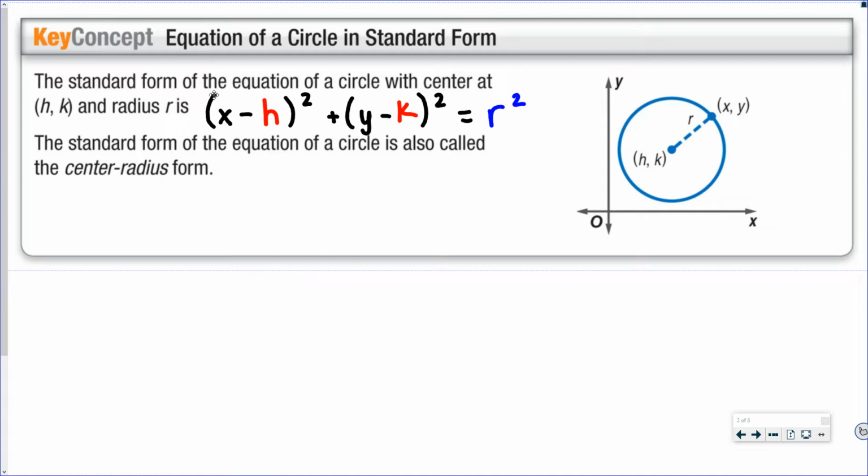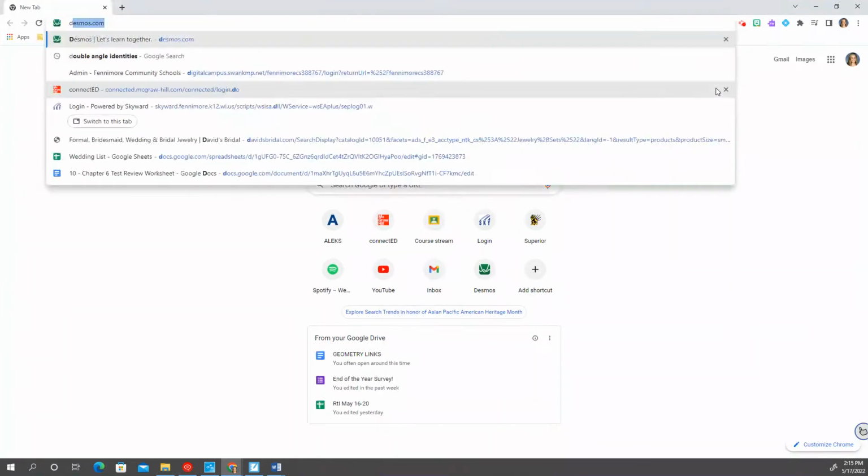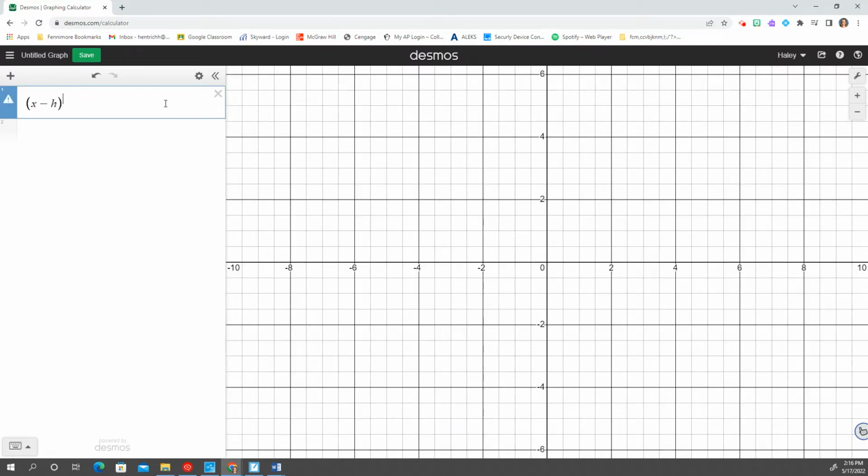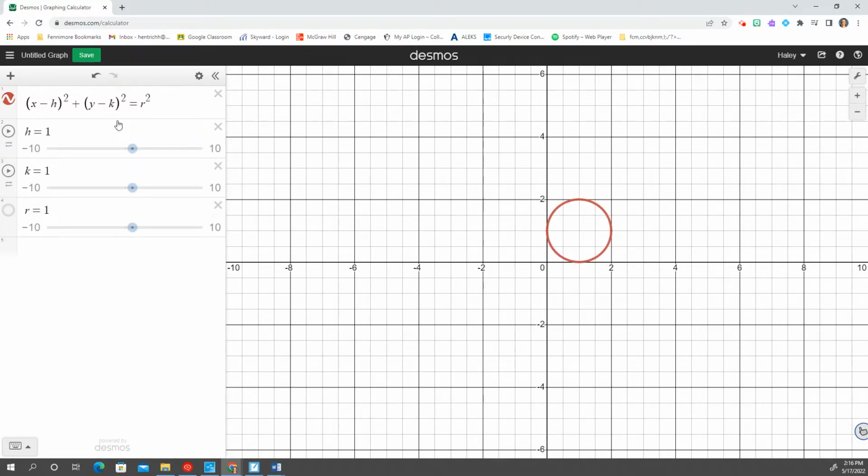I'm going to pull up Desmos. Okay, I'm going to type in what I just told you to write down. (x minus h) squared plus (y minus k) squared equals r squared. So, see how it forms a circle? This definitely isn't a line, right?